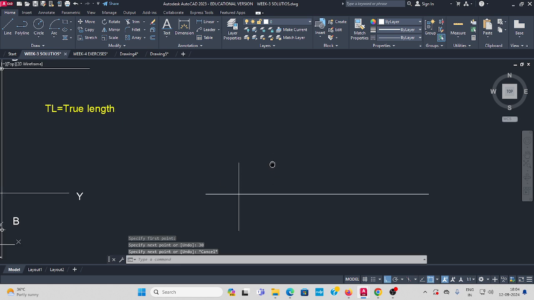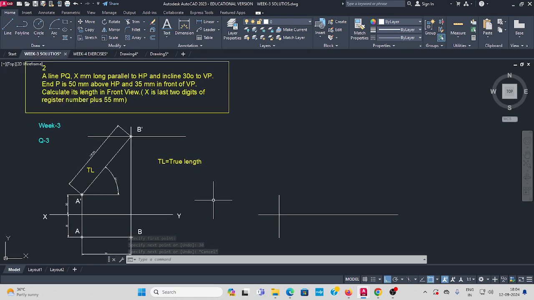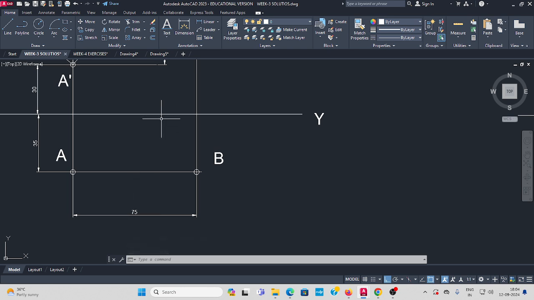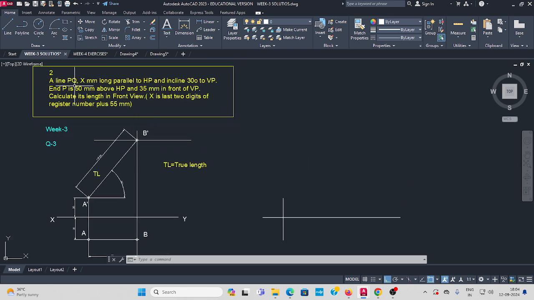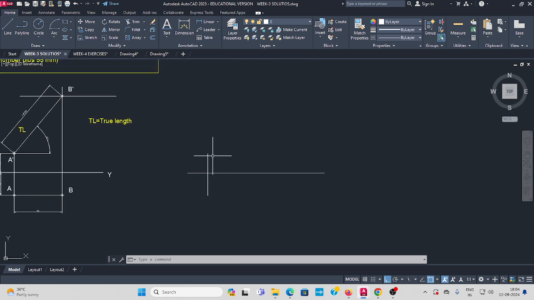Enter. Okay. Next, in this question they are asking to calculate its length in the front view. This length they are asking. Okay. The top view length x mm long, parallel to HP. X, I take 75 mm. From here draw 75, enter.